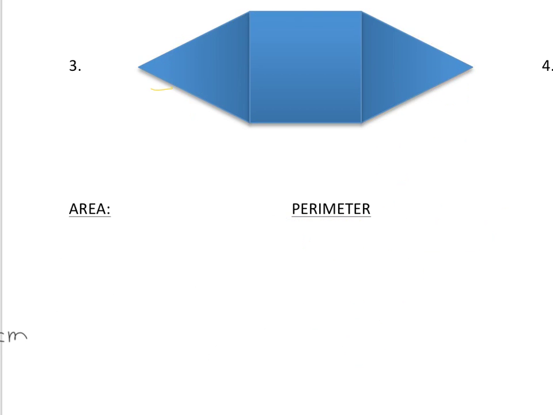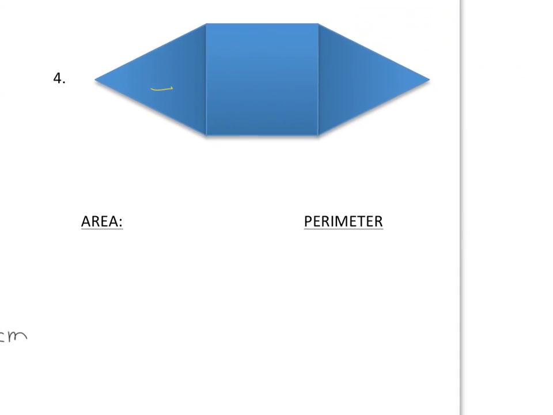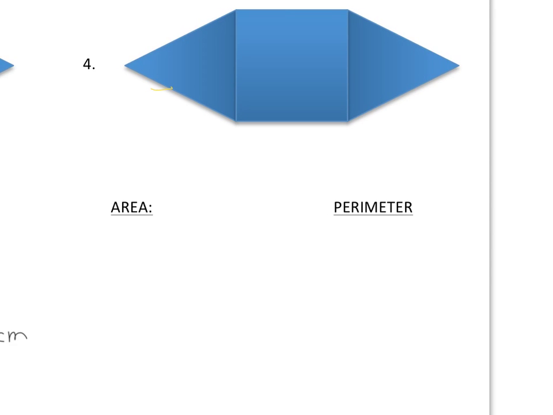And then the last one, this time we've got 6 and 6, and we have 16 and 16. So my area of the square is 16 to the second, or 256 inches squared.